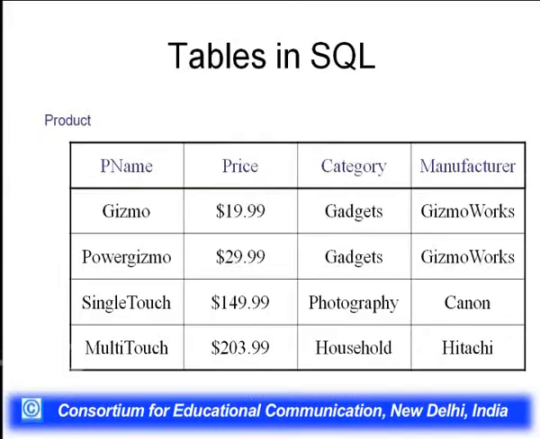So, you can see in this example also that this represents a table. The name of the table is product. The attributes of the table are P-name, price, category and manufacturer, and then you have 4 rows in this table. Each of these rows represents one instance of the table. For all purposes today we are going to take this table as an example for writing the different SQL commands. So, you can note down the structure of this table: product name, its price, its manufacturer and the category.